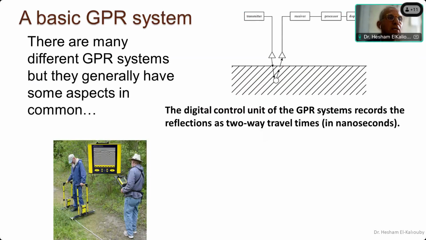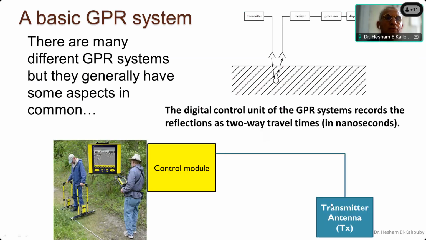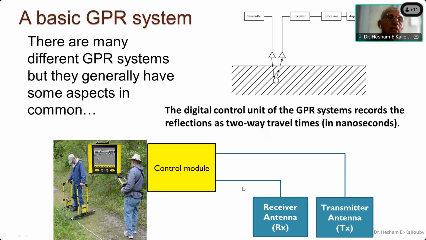A basic GPR system is very simple. We have a control unit and display unit that sends a signal to the transmitter, like this one. This signal goes into the ground, has reflections that are picked up by the receiver antenna, which goes again to the control unit and can be displayed like in this display. So it's a very easy process in the field, and can be done by one or two persons to do a GPR survey very quickly.